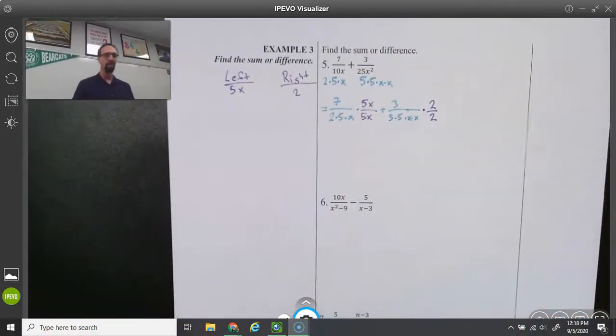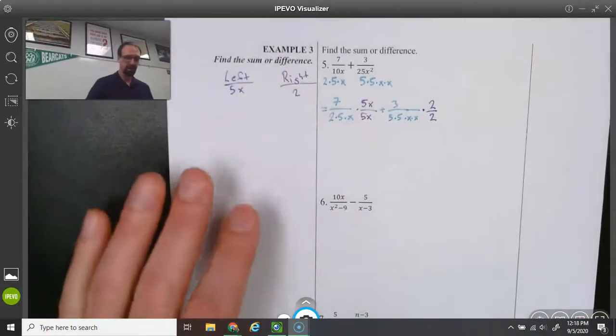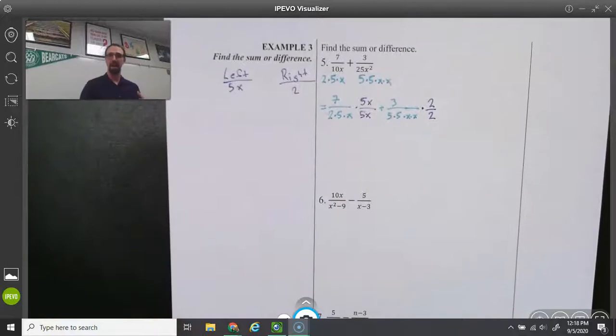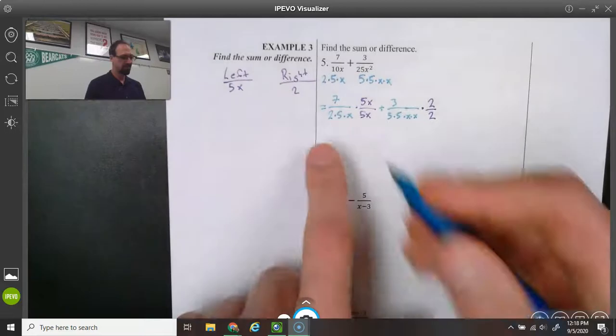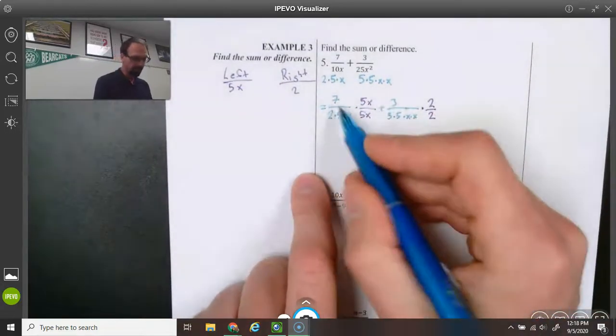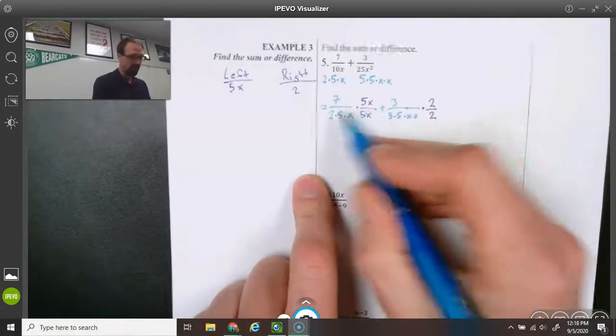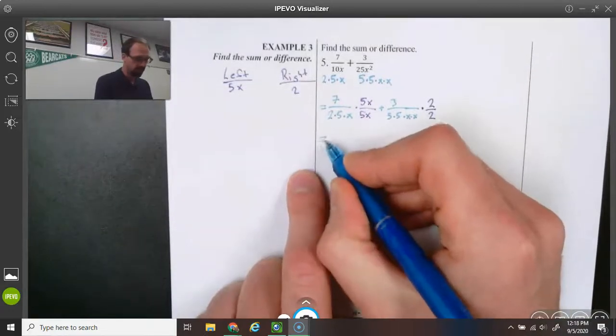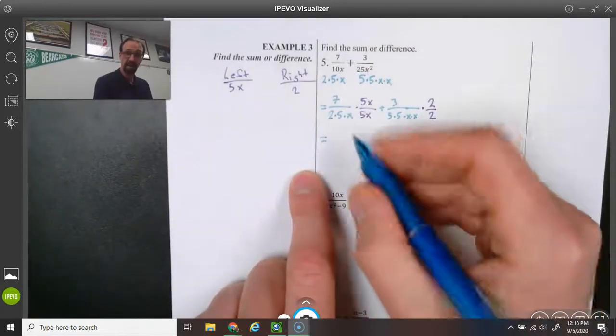Now when I multiply this through, I should end up with the same denominators. Again, that was our goal. We need to have common denominators to be able to combine these together. So 7 times 5x, when we multiply fractions, we multiply across. So 7 times 5x is 35x.